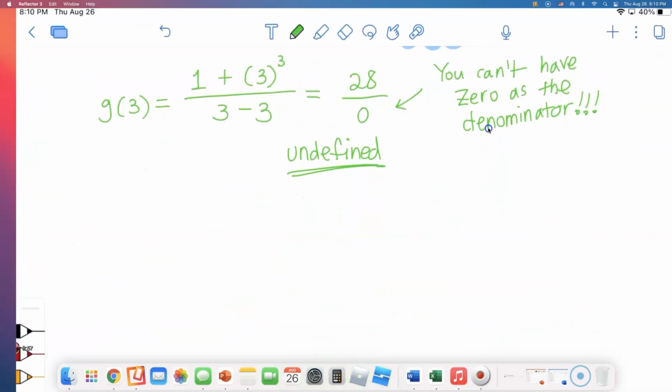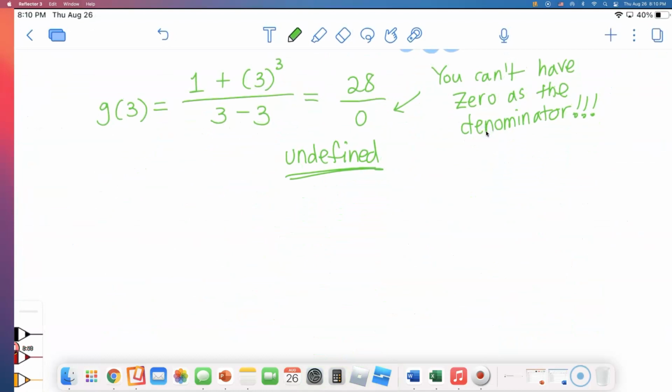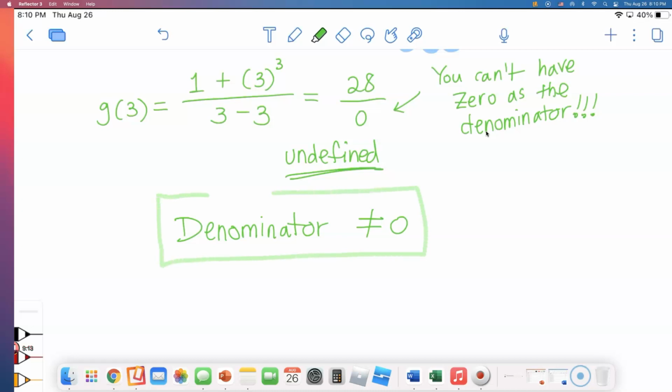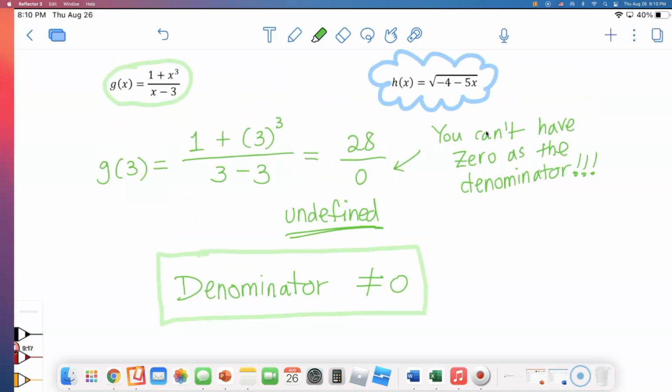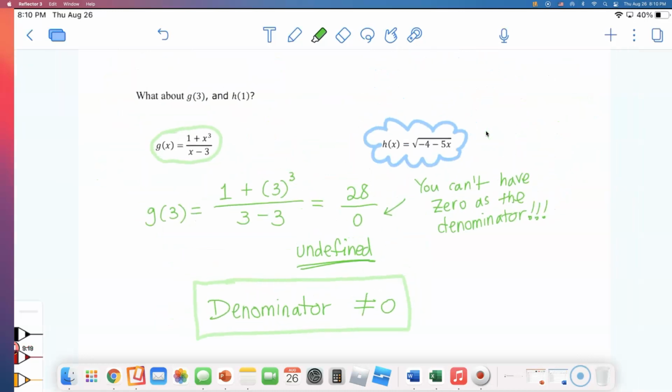So I want you to write down a very important rule here. Rule number 1: the denominator cannot be equal to 0. And this is the rule that you and I will use whenever we are asked to find the domain of a rational function, because we're not allowed to have 0 in the bottom of a fraction.